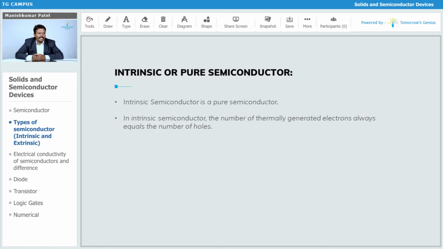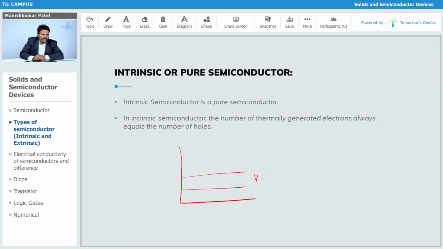Now in case of intrinsic, that is what we can call a pure semiconductor, like 24 karat gold, it is a pure one. But 22 karat obviously is not pure, we are adding some impurity in that. Similar to that, this intrinsic semiconductor is in pure form. Now how are those electrons and holes generated over here?